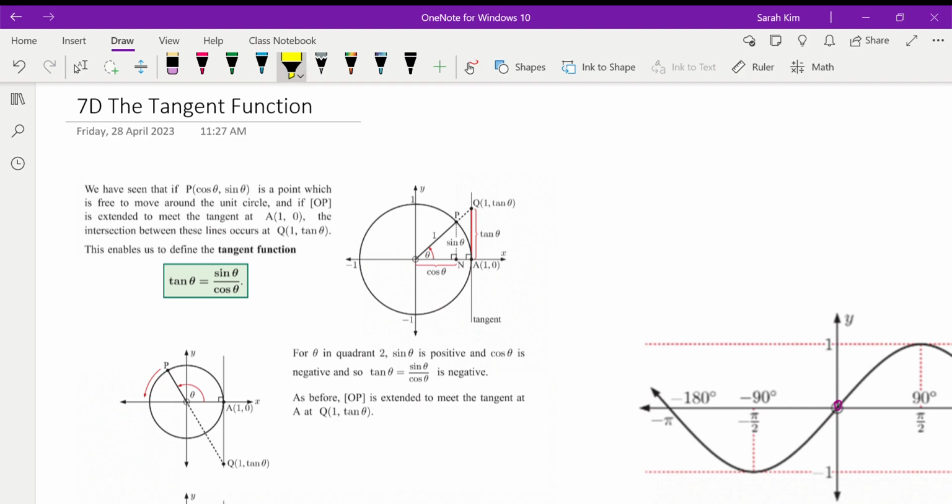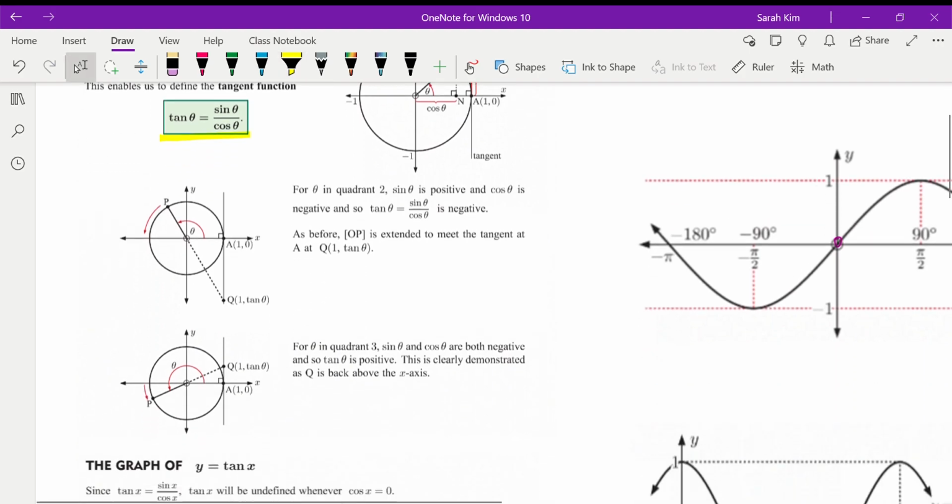The reason behind it is because tan theta can actually be written in terms of sine and cos theta. So as we know, that's the ratio sine theta over cos theta, and we write that as tan theta. So let's have a look.